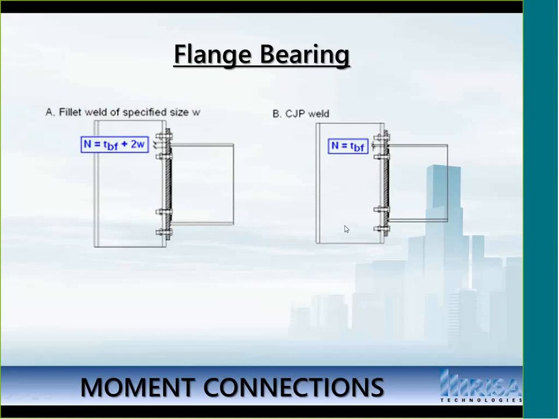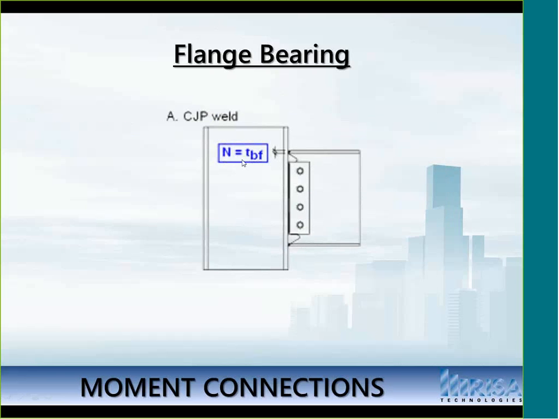Now, in the case of end plate moment connections, it's also a similar idea. The CJP weld is going to result in a smaller flange bearing area, this N, as opposed to the fillet weld. And then lastly, the direct weld, this is always going to be a CJP weld, and so your bearing area is just going to match the beam flange thickness in all cases.